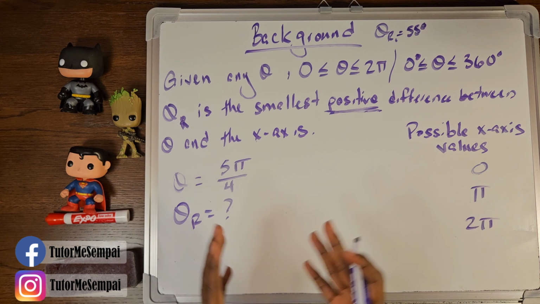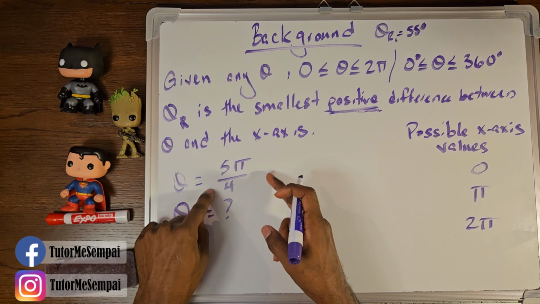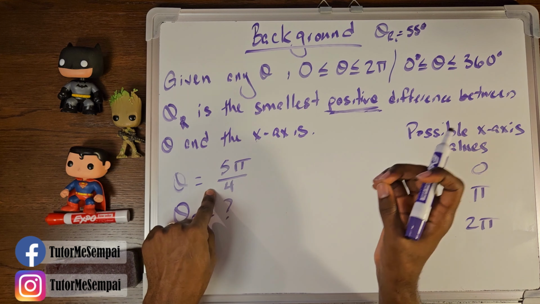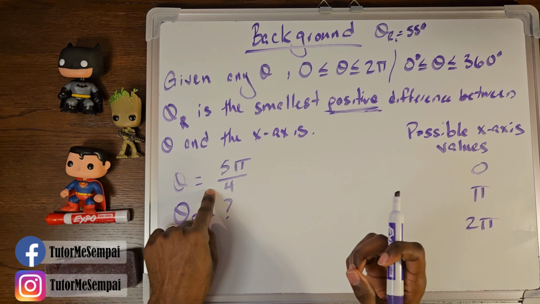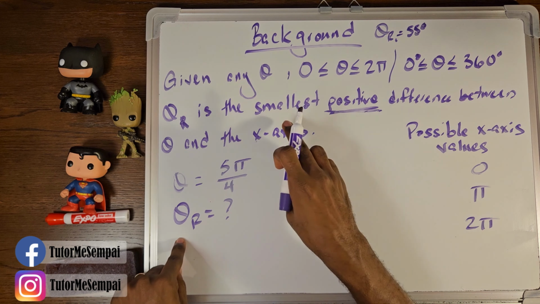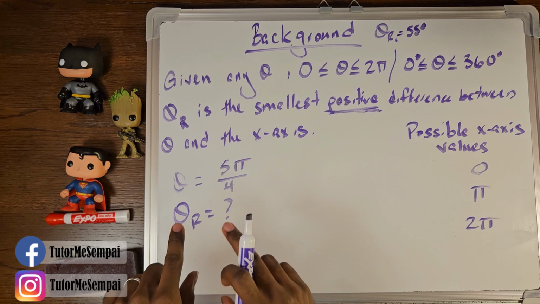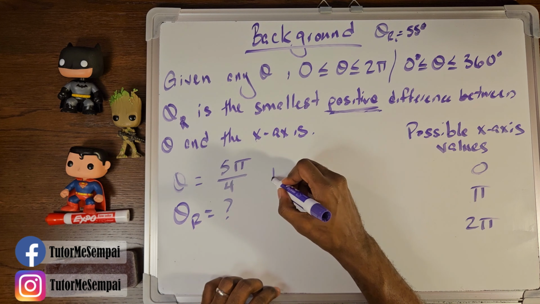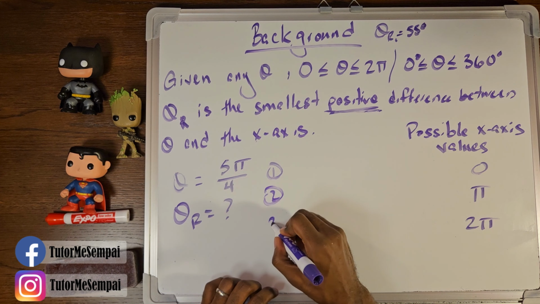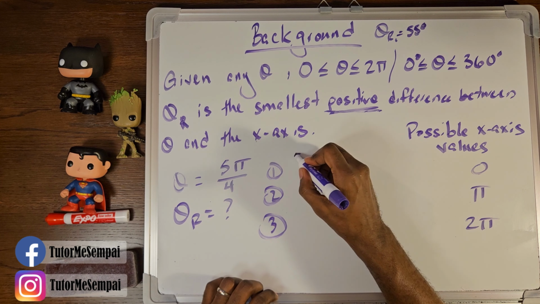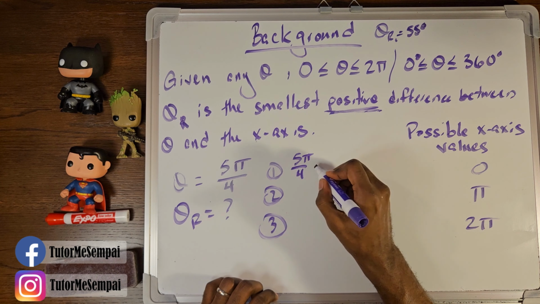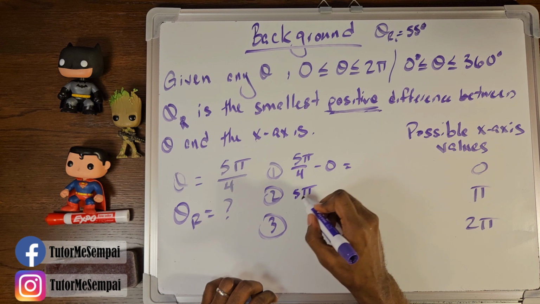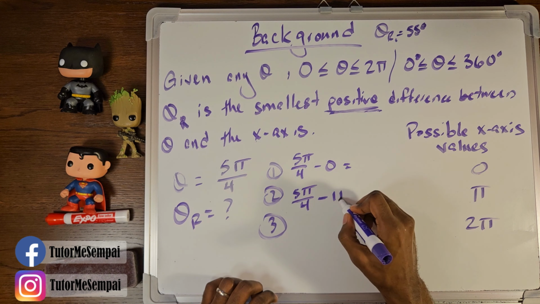Now that we're in radians, let's say our theta is 5 pi over 4. This is between 0 and 2 pi, we've checked that, so we're good there. We want to find our reference angle, our smallest positive difference between this 5 pi over 4 and these values here. So we have 3 possible values once again. This is going to be 5 pi over 4 minus 0. And we're going to have 5 pi over 4 minus pi.